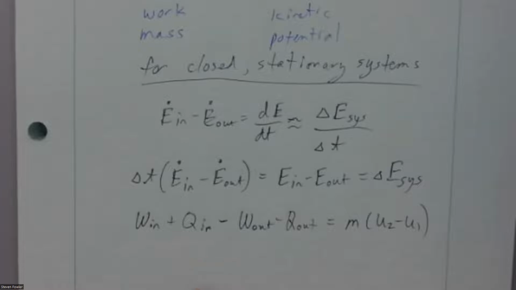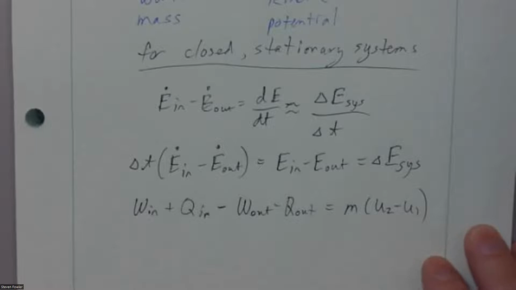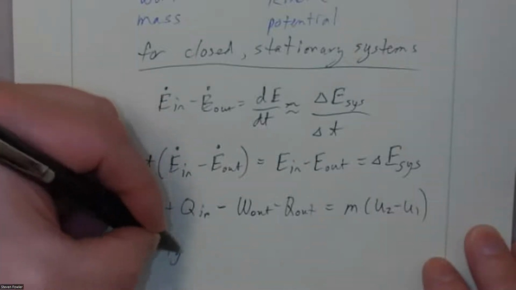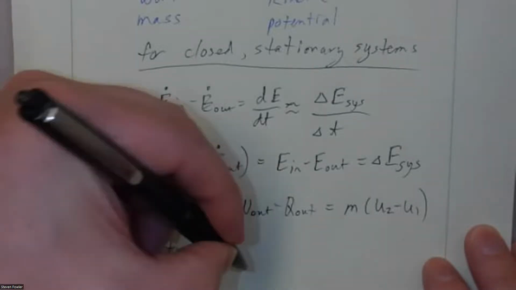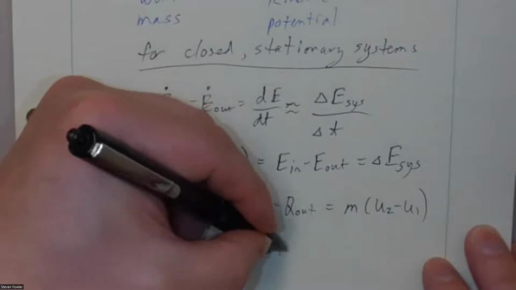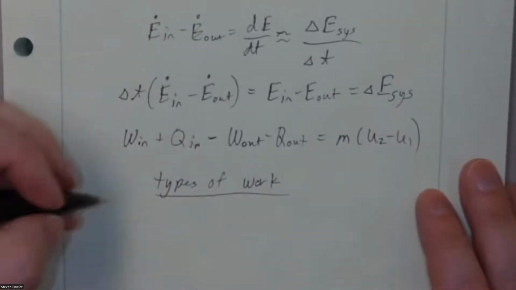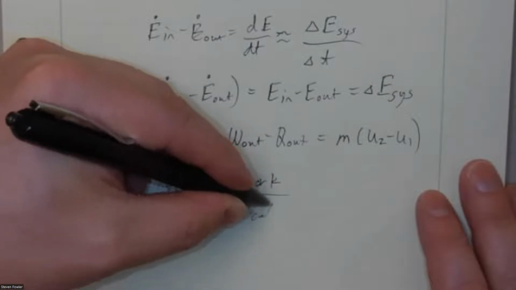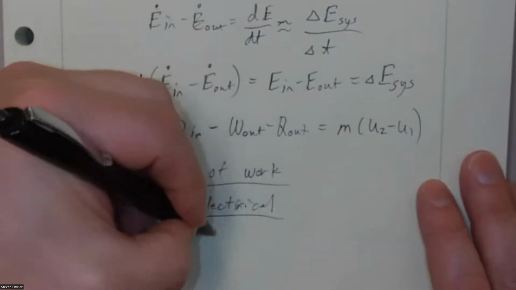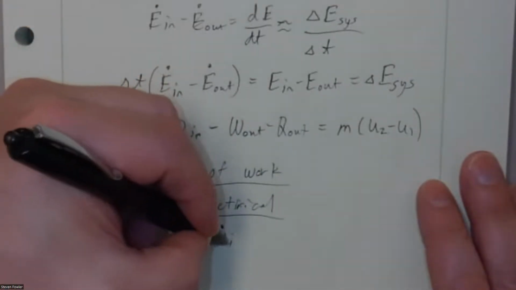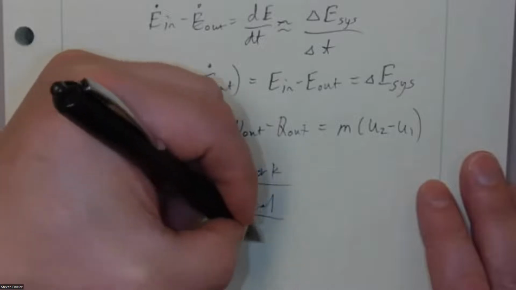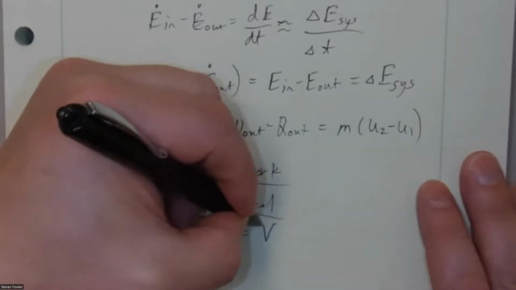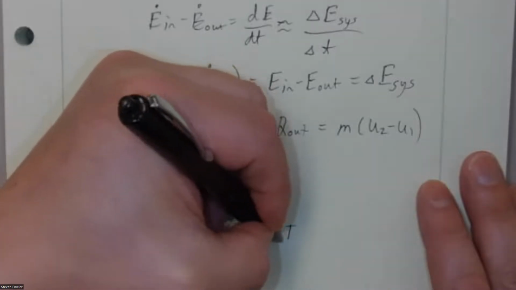Work, on the other hand, that's a little different. Work is the application of a force applied through a distance. So that can take a couple of forms. So let's look at types of work. We'll discuss these throughout the semester. You can have electrical work. Electrical power, that's W dot sub E, is equal to voltage times current.